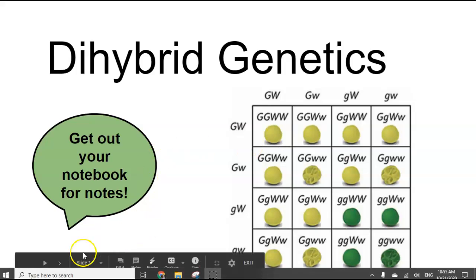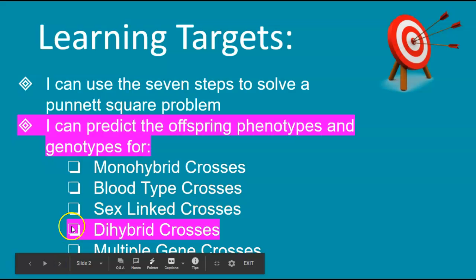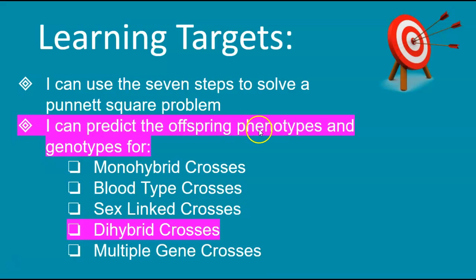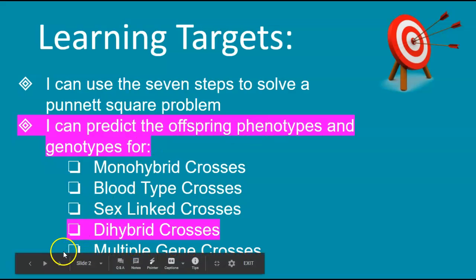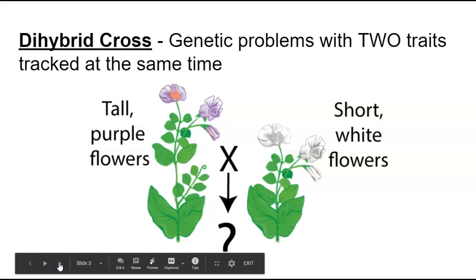Our first question is, what the heck is a dihybrid problem? So here's our learning target. You're going to be able to predict the offspring phenotypes and genotypes for a dihybrid cross. First, we need to know what a dihybrid cross is. It is a genetic problem with two traits.